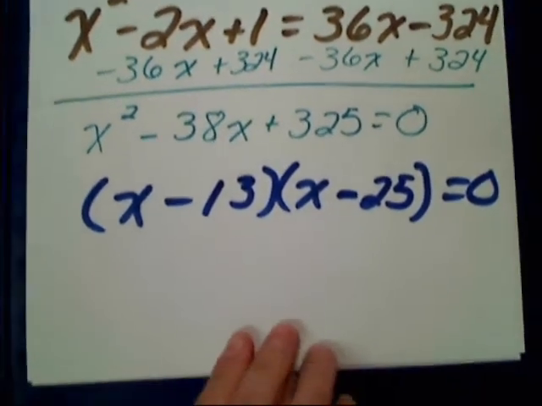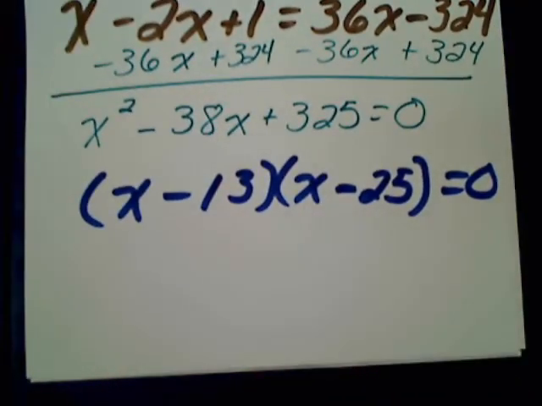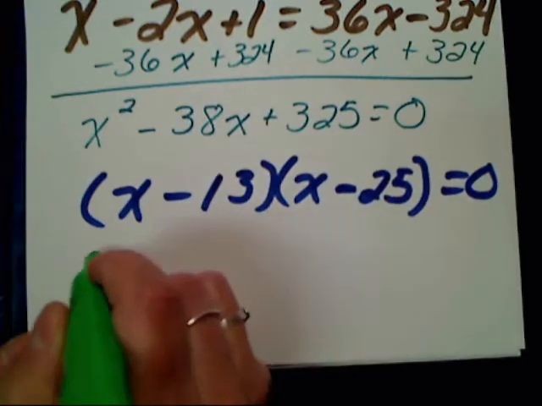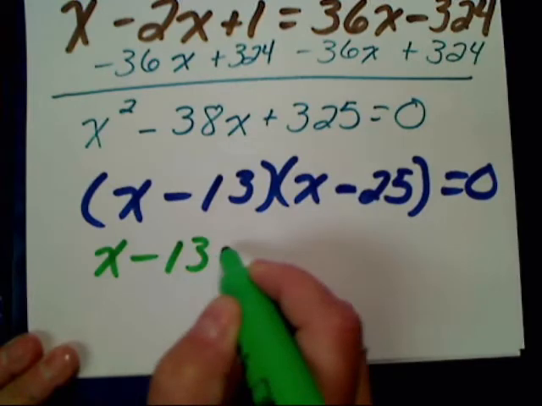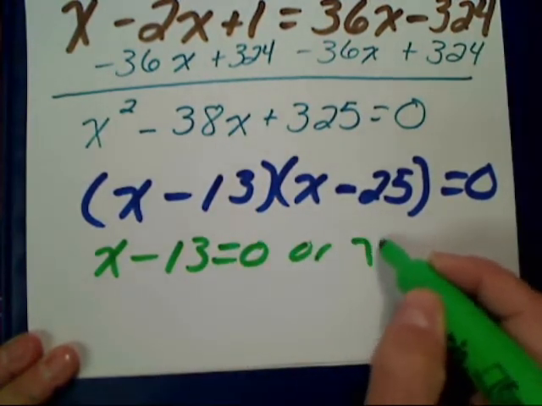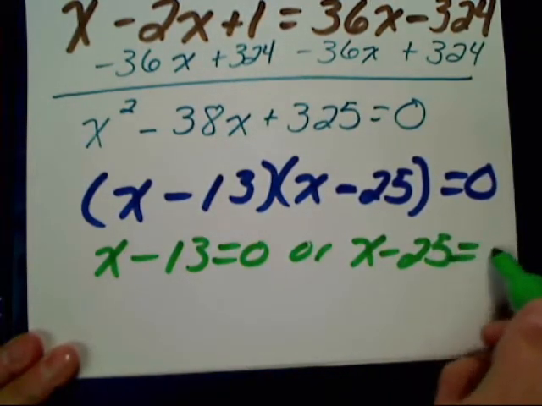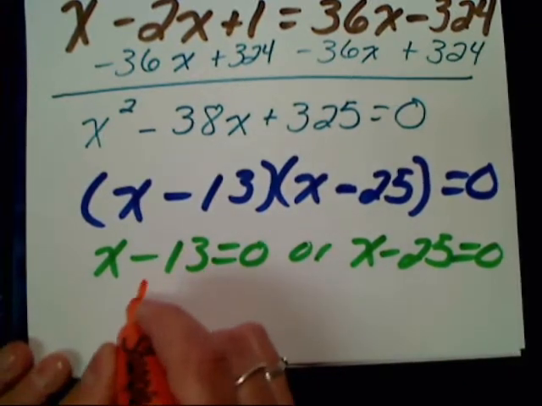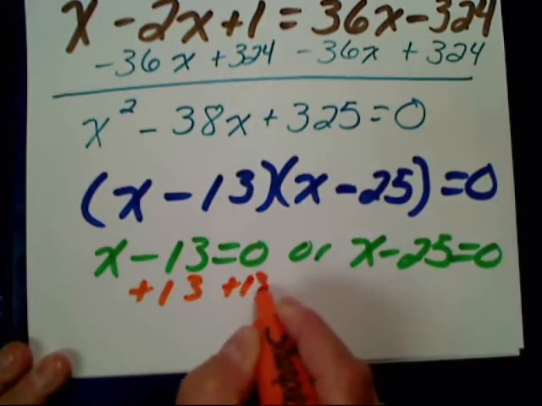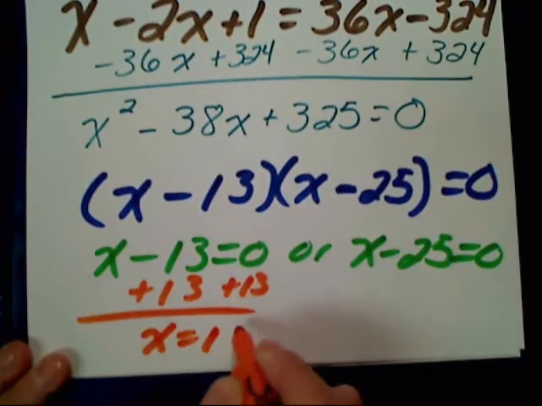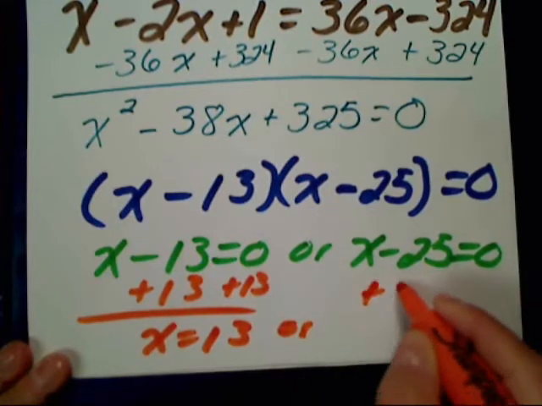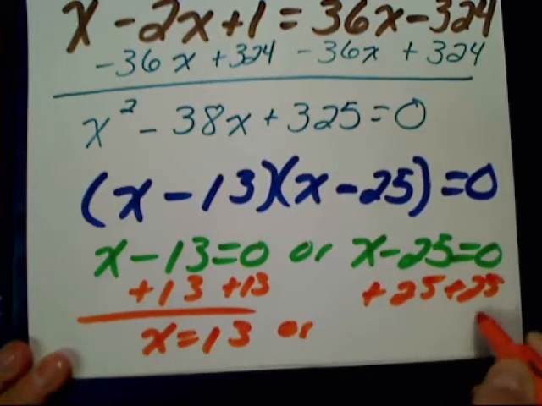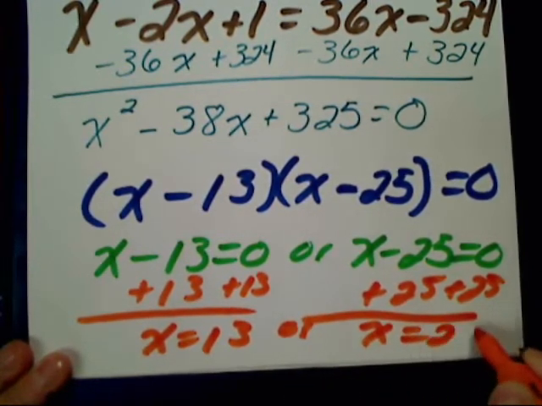And now that we have it in factored form equal to 0, we can set each factor separately equal to 0 and solve. X minus 13 equals 0, or x minus 25 equals 0. And then we solve by doing our inverse operation. Add 13 to get x by itself. X is the same thing as 13, or x is the same thing as 25.